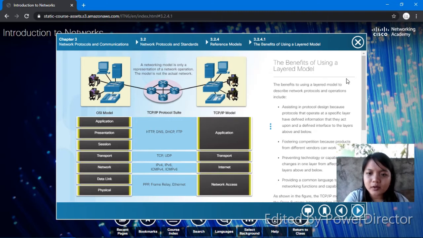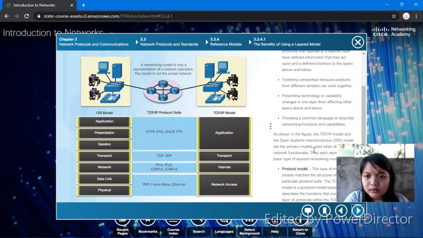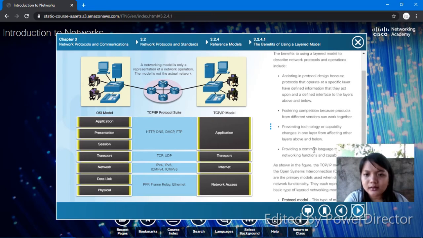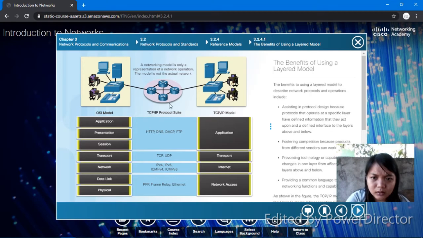The benefits of using a layered model. This one assists in protocol design, because protocols that operate at a specific layer have defined information. So these are the layers: application, presentation, session, transport, network, data link, and physical.